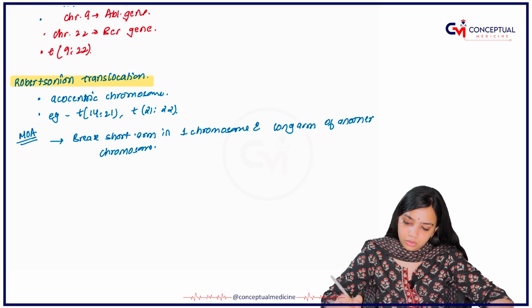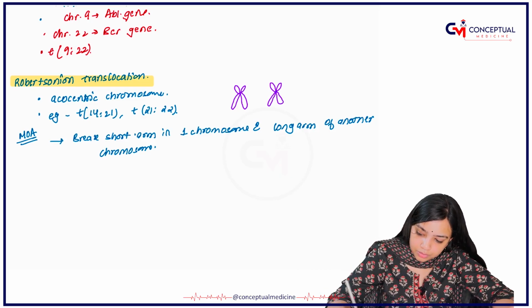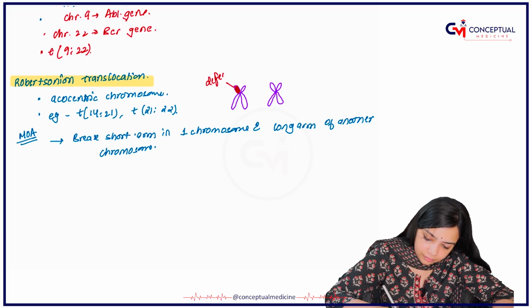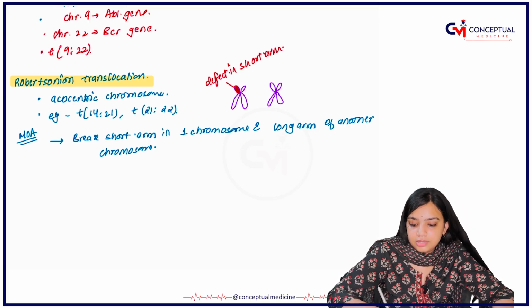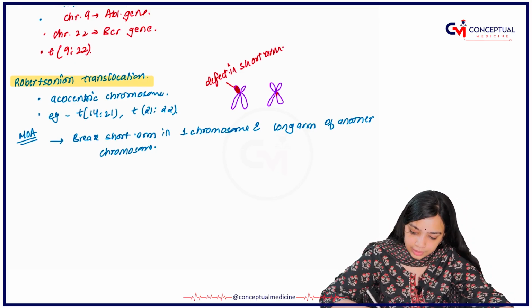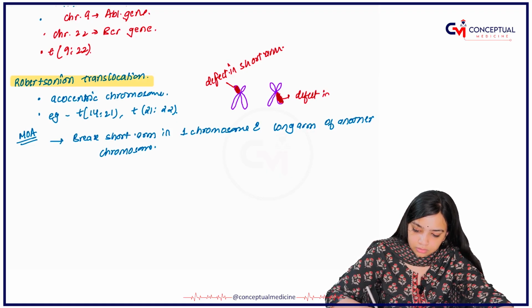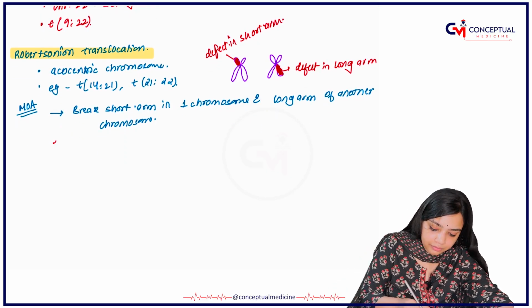So I'll just draw the figure again to explain to you all. These are your two chromosomes. In the first one, there will be a defect in the short arm, and in the second one, there will be a defect in the long arm. Okay, and the very famous example that you need to remember is Down's syndrome.